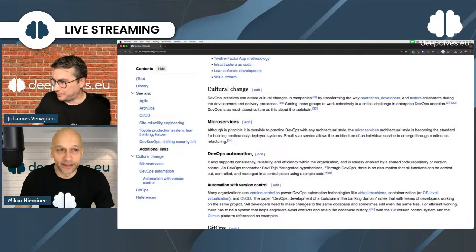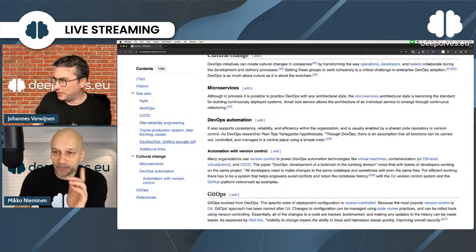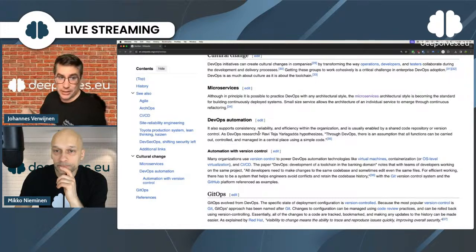Okay. Yeah, definitely. So another important cultural change that you already brought up previously is automation. And by automating, basically, we mean the whole CI/CD pipeline, including as much testing as possible.